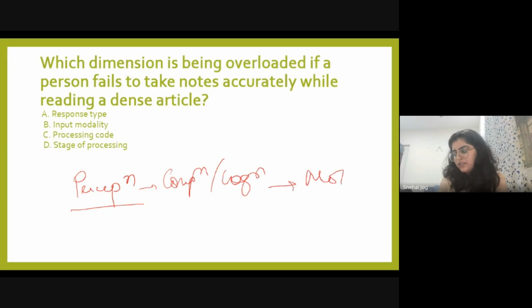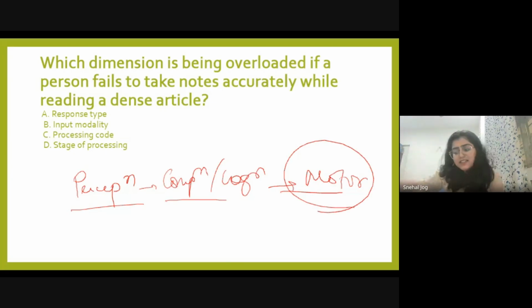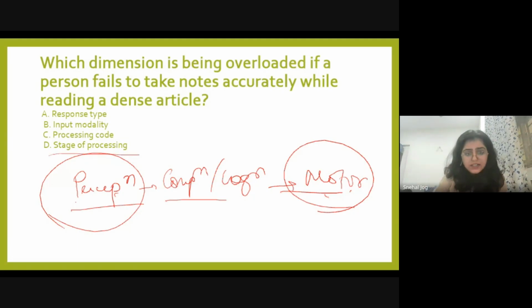Then comes motor. So when you talk about stages of processing, motor comes at a later stage, and this comes at a later stage. So both tasks are at different stages. So overload is definitely not happening because of stage of processing. You have to understand if two tasks are using the same kind of mental work. Both are language heavy here, then it is a processing code clash. Are we clear with this?